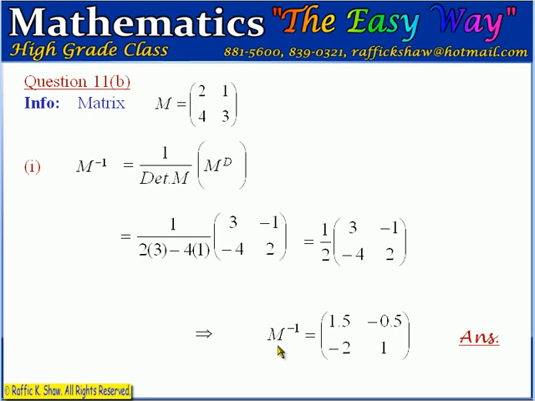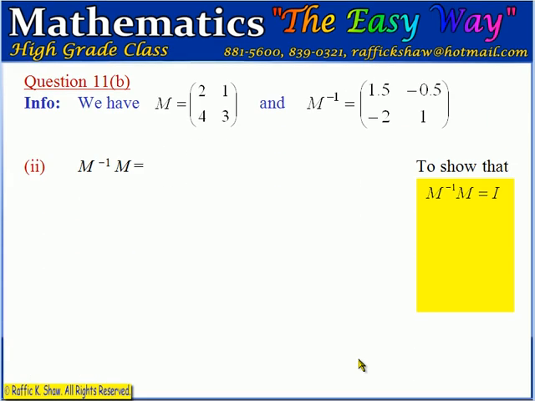M to the minus 1, that's the inverse matrix of M, is 1.5, -0.5, -2, 1. And that is because half of 3 is 1.5, half of -1 is -0.5, half of -4 is -2, and half of 2 is 1. And therefore this is M to the minus 1. And that's the answer for part 1. Let's move down now to part 2.